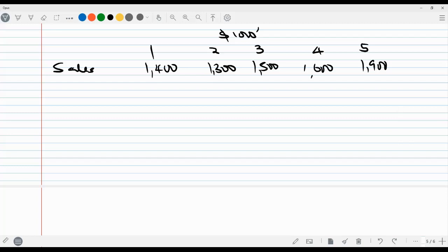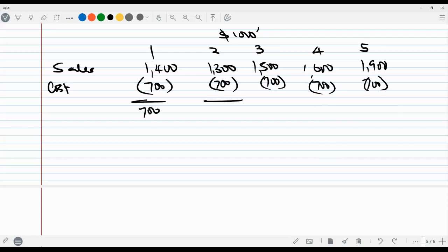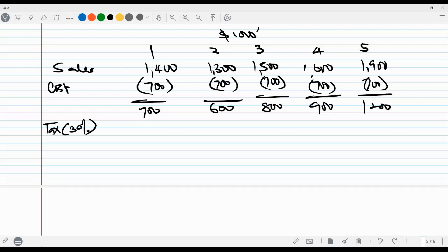There was some cost incurred on this sale. The cost incurred every year was 0.7 million, therefore 700 every year. What remains therefore is 700, here 600, this is 800, here you have 900, and here you have 1,200. When you pay tax, because you pay tax on the earnings, the tax you pay is at a rate of 30 percent. Therefore, you pay 210 as cash outflow, then 180, 240, 270, and 360 because of the profit that you made.